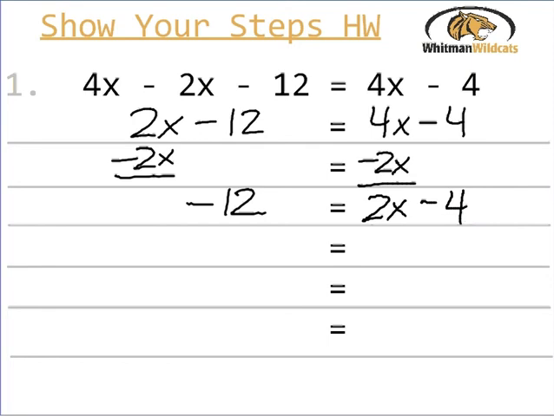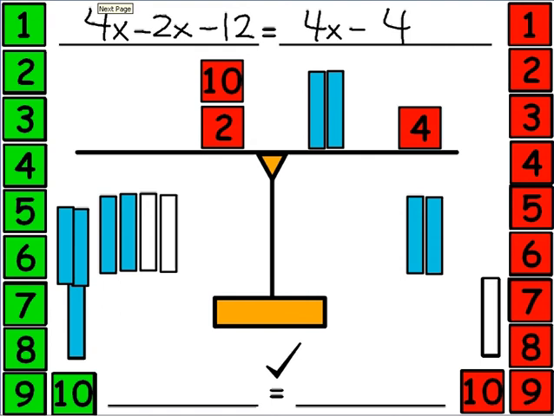Back to hands-on equations again. The goal of the game: blue pieces on one side, numbers on the other. So I need these blue pieces on the right to be alone by themselves. I've got to get rid of this minus 4 that's over here.